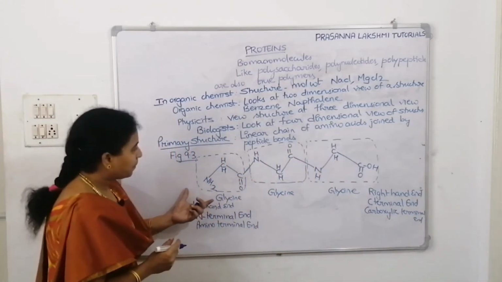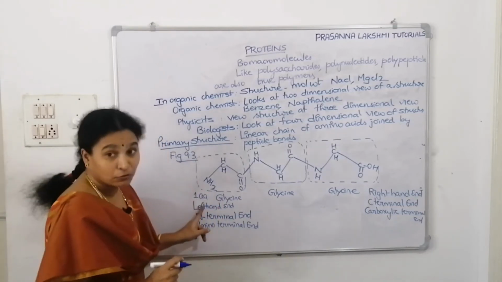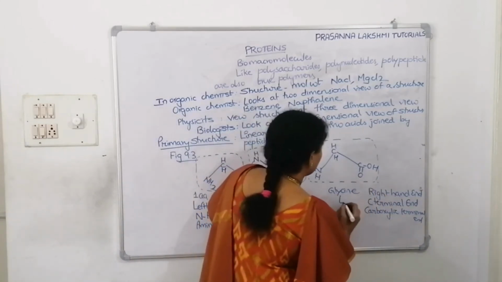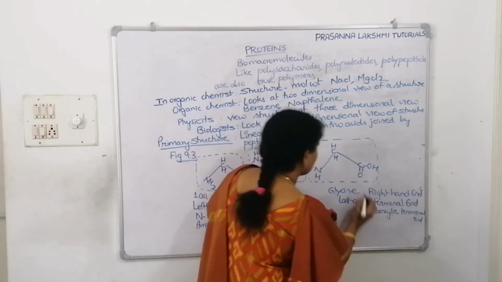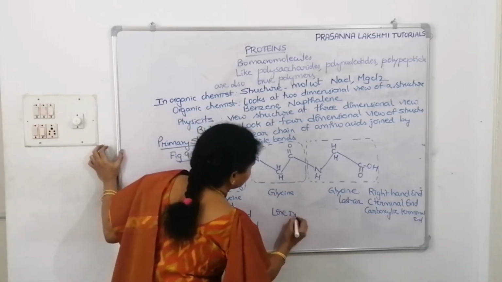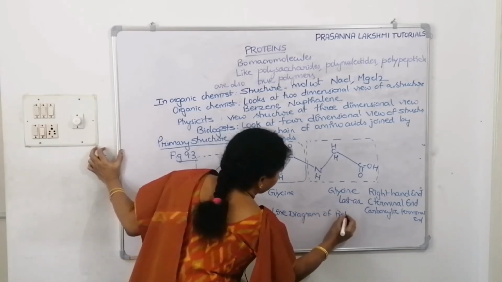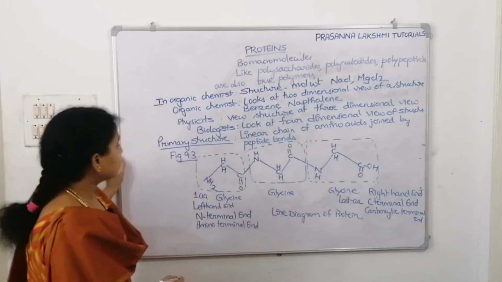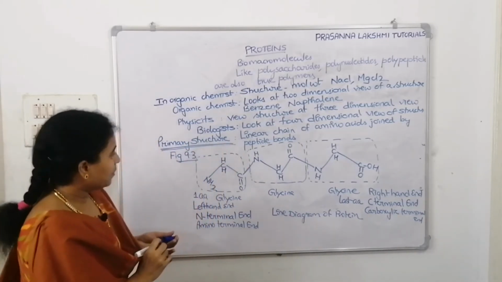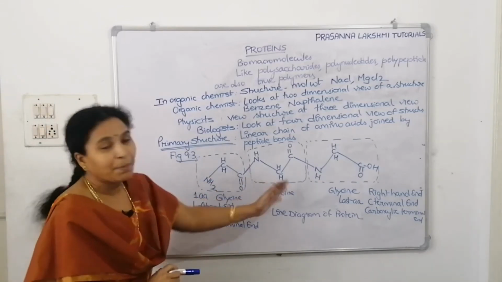N-terminal end is the place where the first amino acid will be found. C-terminal end is the place where the last amino acid is found. What is this? This is the line diagram of a protein. Which conformation does it represent? It represents the primary conformation. Primary conformation means linear conformation, where the adjacent amino acids are joined by peptide bond.